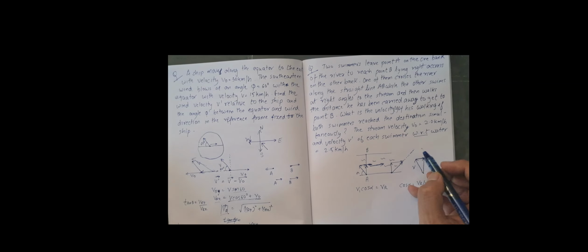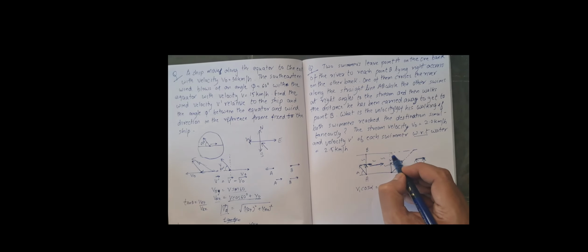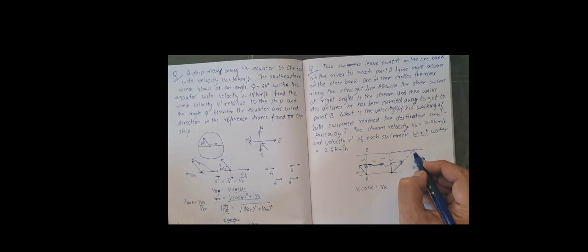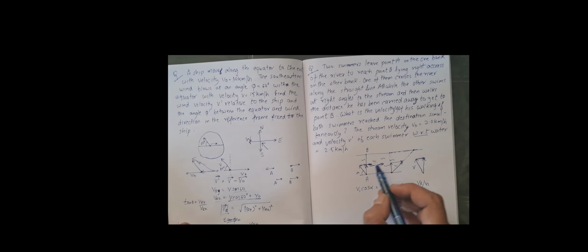It reaches like this. Then from here he travels in this way and then he reaches the point B. And it's been given to us in the question that the time taken by the second swimmer to go from here to here plus the time taken by the second swimmer to go from here to here is equal to the time taken by the first swimmer to go from here to here.